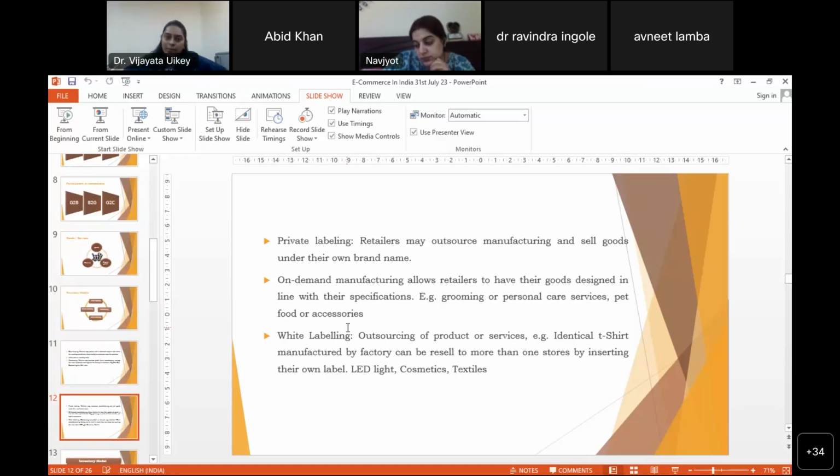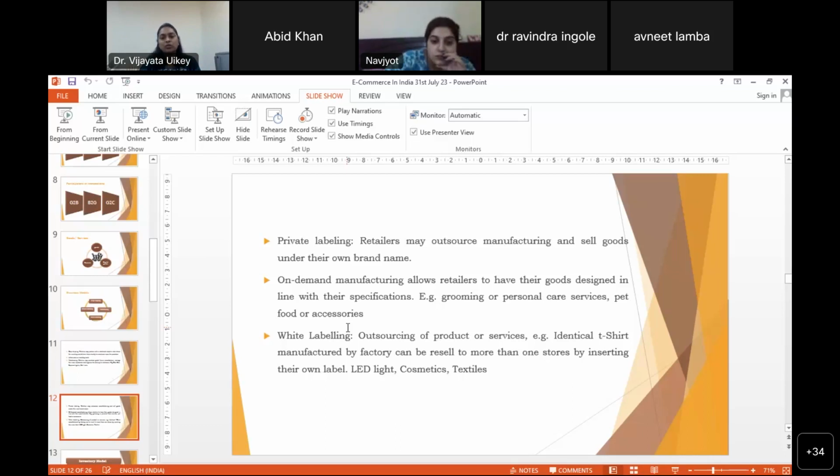Now private labeling is also a part of the business model, where the retailer may outsource the manufacturing and sell the goods under their own brand name. On demand, the manufacturer allows the retailer to have their goods designed according to their own specifications. For example, beauty products, beauty personal care services, and accessories of pet foods. These are some of the areas where private labeling lets them have their own label. The manufacturer will be someone else and the retailer or seller will be someone else, so they can have their own private labeling.